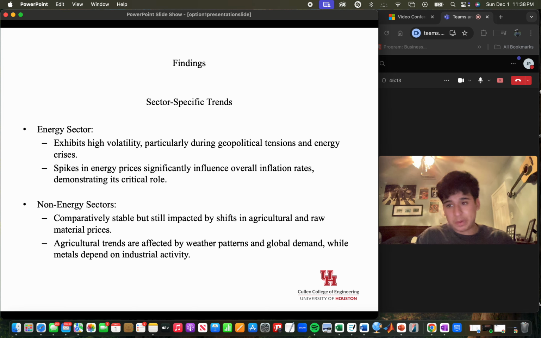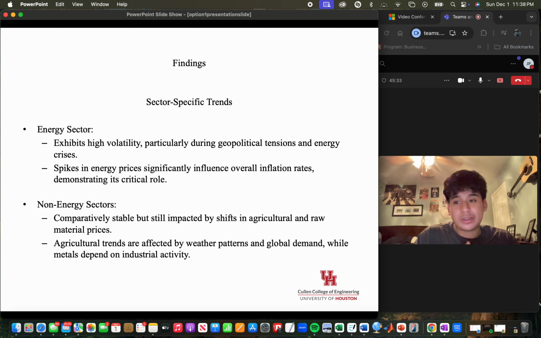So this is what I was talking about. The energy sector exhibits high volatility, particularly during geopolitical tensions and energy crises. It spikes energy prices significantly. It influences overall inflation rates, gasoline, oil. That's really important, and it has a really critical role.